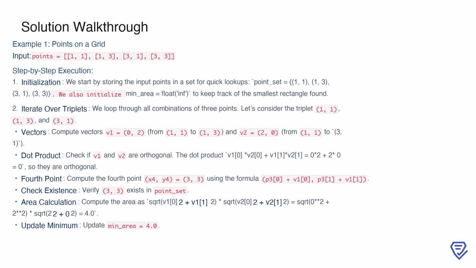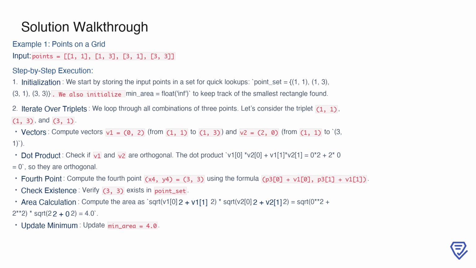For instance, consider the triplet (1, 1), (1, 3), and (3, 1). From these points, we calculate two vectors, v1 from (1, 1) to (1, 3), which is (0, 2), and v2 from (1, 1) to (3, 1), which is (2, 0). We then check if these vectors are orthogonal by calculating their dot product. If the dot product is 0, the vectors are perpendicular, which is a key property for forming a rectangle.